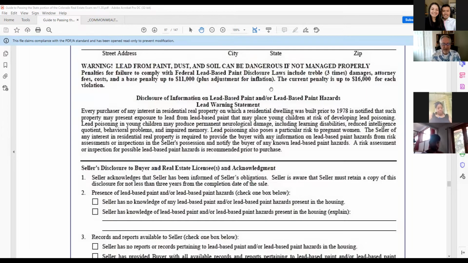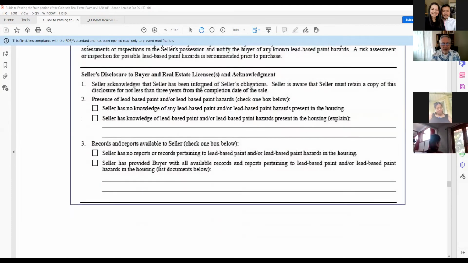All right. So let's take a look at the form. Seller discloses if they have knowledge, they check the box and they provide information. Or if they have no knowledge, they check that box and they don't provide any information. They've now disclosed. It's as simple as that.